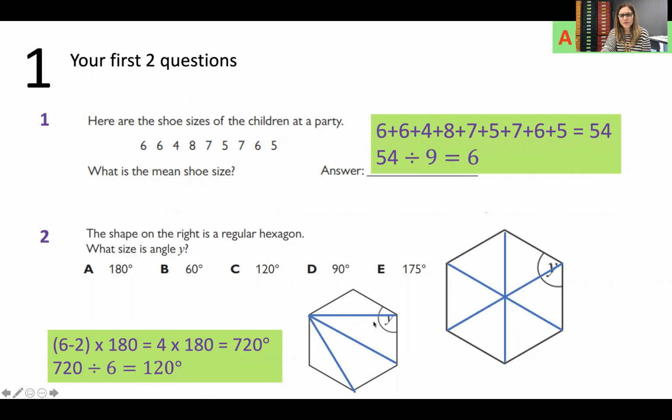So the answer to the question is C, 120 degrees. I've also shown you this hexagon here, because what you may recall is that a hexagon can be split into 6 equilateral triangles. And the internal angle of an equilateral triangle, each angle is going to be 60 degrees. 2 lots of 60 degrees gives us our 120 degrees.